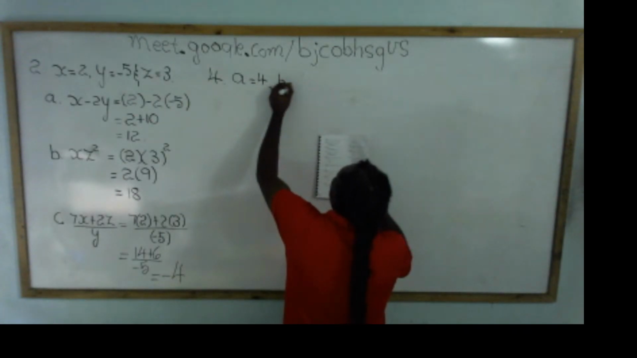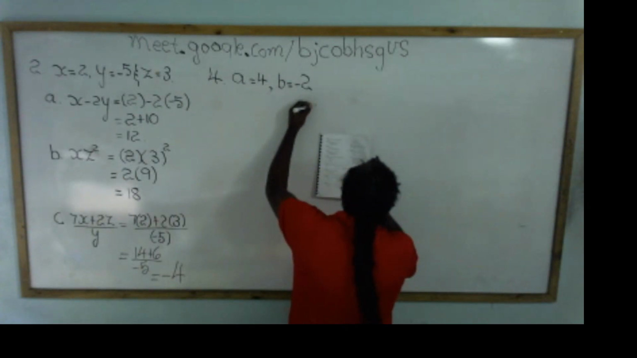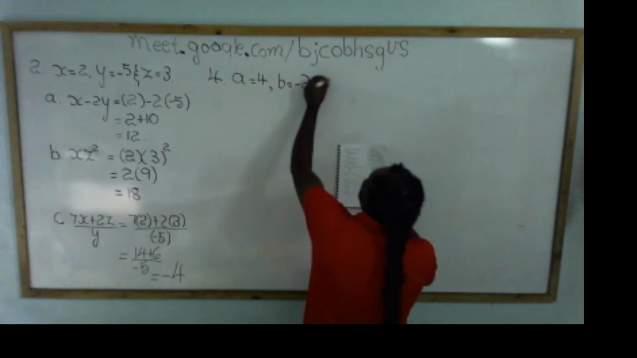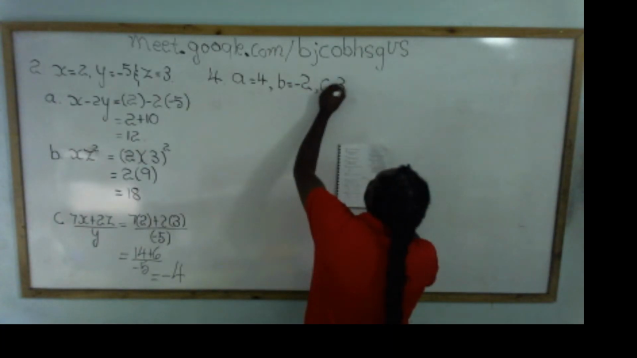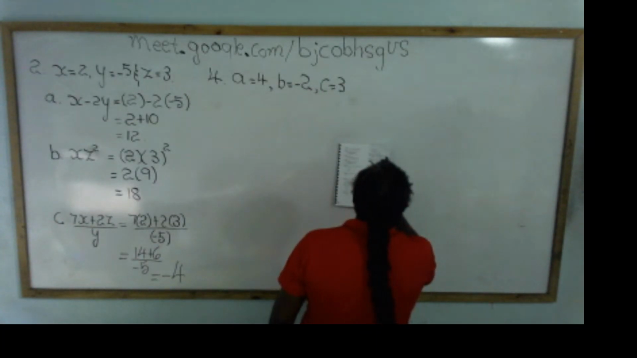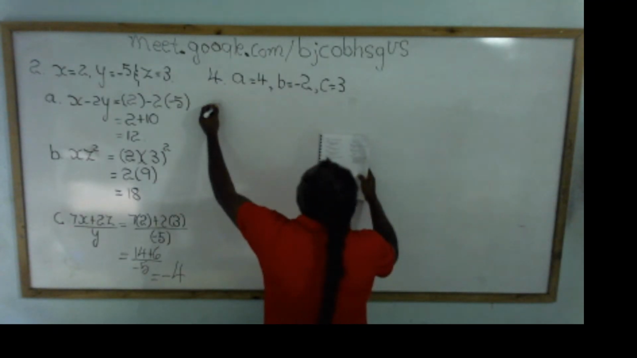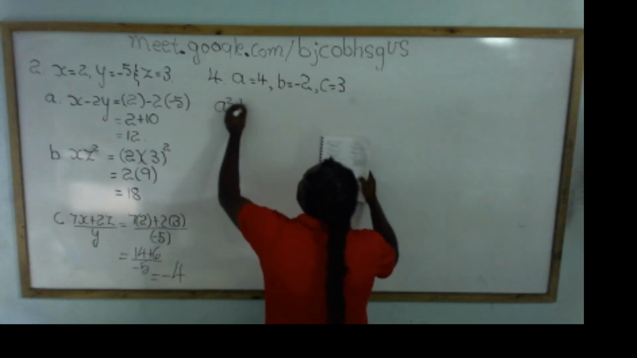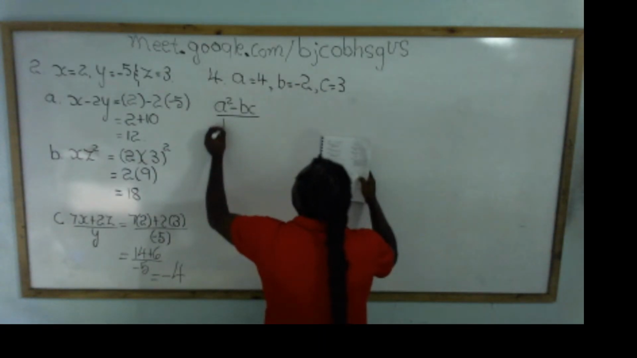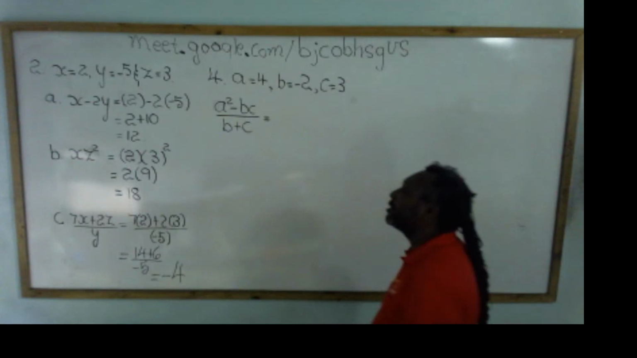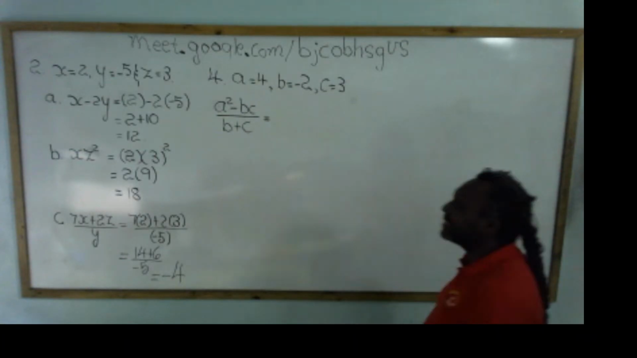B is equal to negative 2, and C is equal to 3. And number 4 says A squared minus BC over B plus C. And of course, what are you going to do with that? You're going to put up your template.